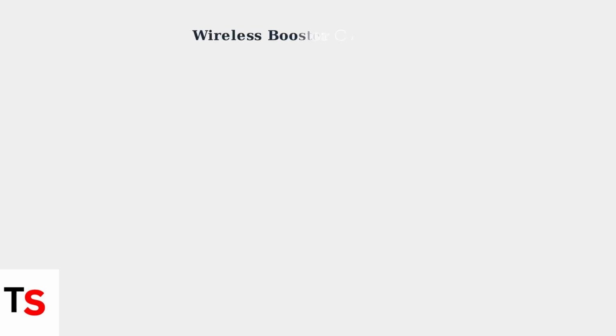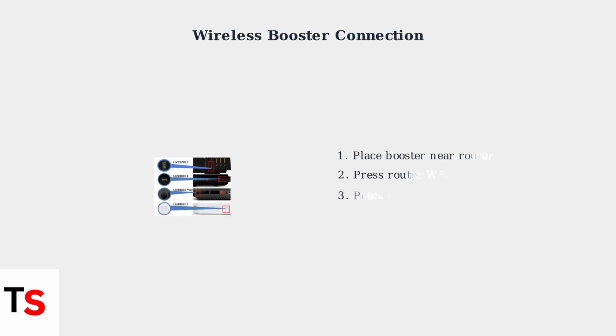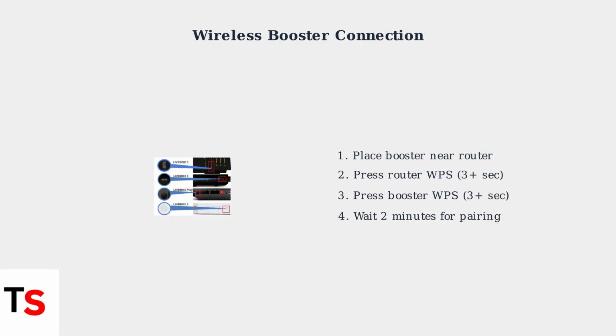Connecting a wireless booster requires coordination between both devices. Place the booster close to your router. Press the WPS button on your Sky router for at least 3 seconds until the Wi-Fi light flashes amber. Then immediately press the WPS button on the booster for 3 seconds until its light also flashes amber.